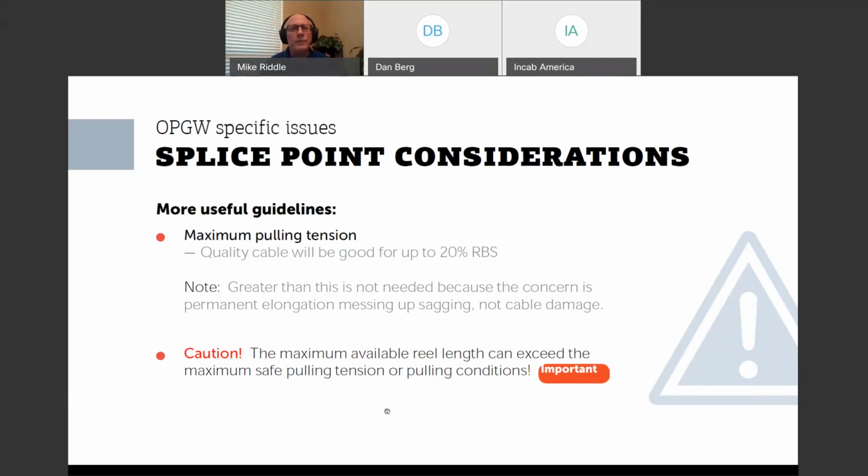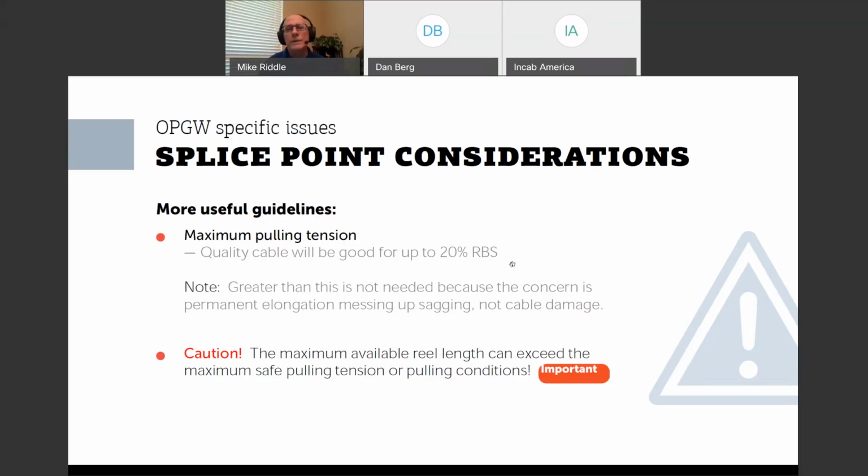How do you know what's safe to pull in? Well, your main guideline is the maximum pulling tension. And good quality cable will be good for up to 20% rated breaking strength. And that's common across many OPGW manufacturers, the really good ones. And in fact, if it's less than that, that cable manufacturer has actually told you that he is making not just poor quality cable, but cable with a really low zero fiber strain margin, which means he's not done a good job of either designing or making his optical unit. So that should be a red flag if this condition is not met.